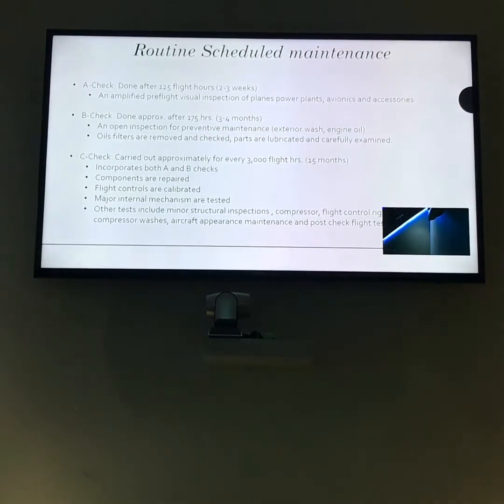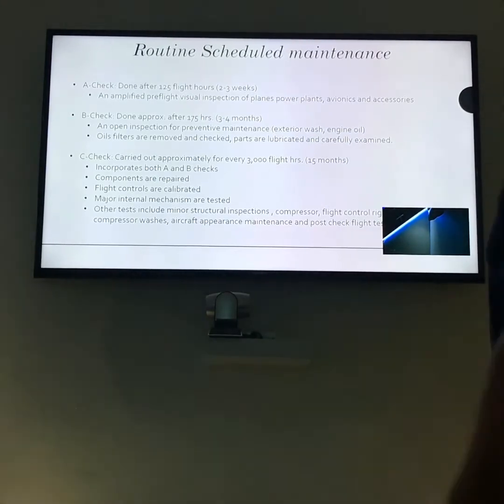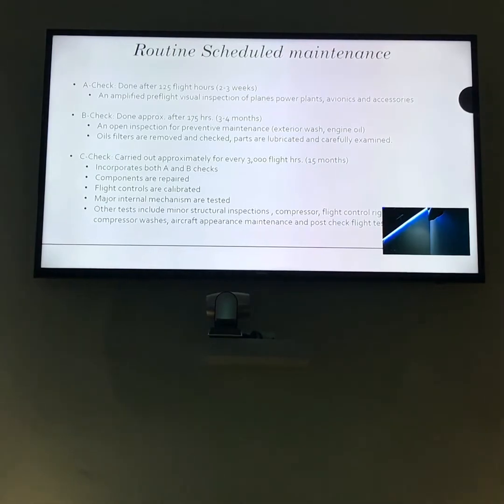Going on with routine, an A check is usually done after 125 flight hours. It includes an amplified pre-flight visual inspection of planes, power plants, avionics, and accessories. A B check is usually done approximately after 175 hours. It includes an open inspection for preventative maintenance. Exterior wash, engine oil and oil filters are removed and checked. Parts are lubricated and carefully examined.